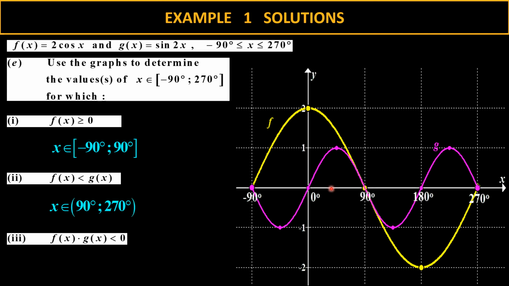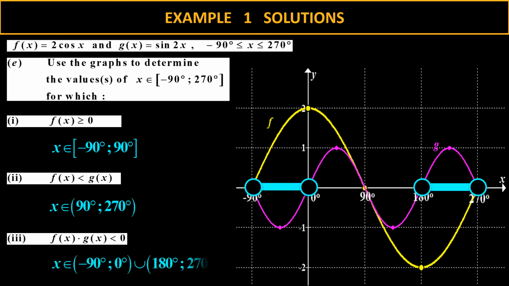And let's look at the last one, the product. And this product must be negative as well as equal to 0. So if I look at the product there, one above and one below, so that will be that piece. Can you see there? That's positive times negative and positive times negative. It's very similar to the one we had earlier. So there it is, between negative 90 and 0 and between 180 and 270.